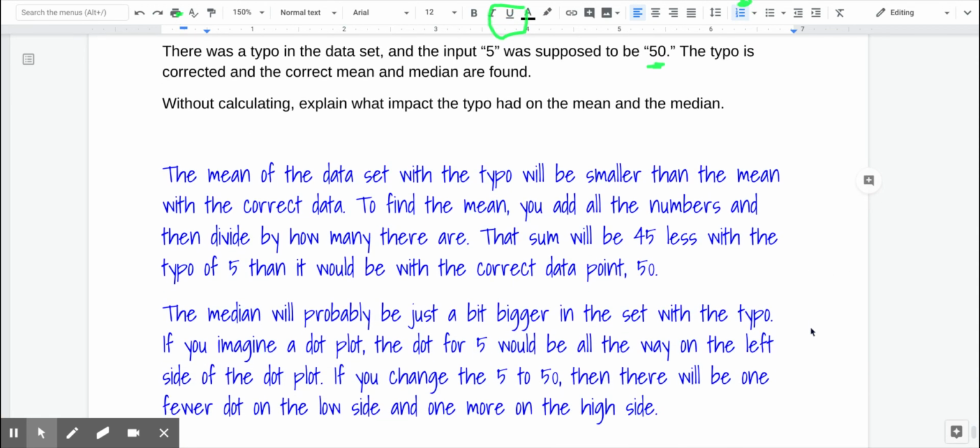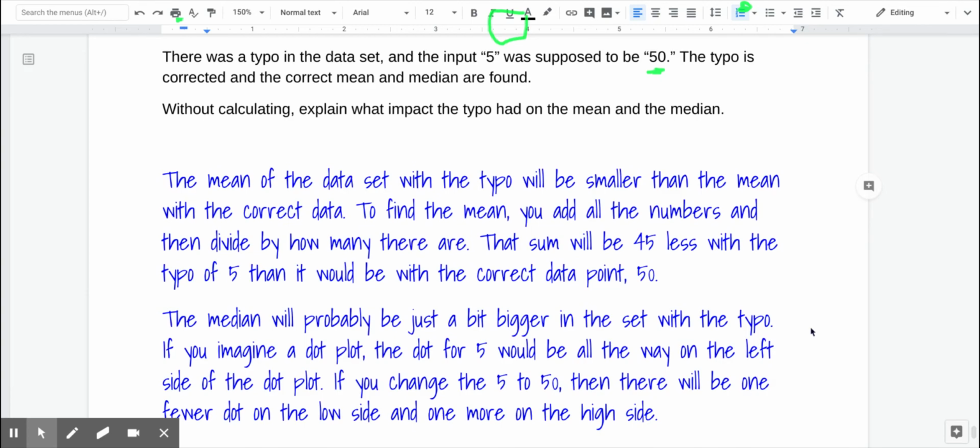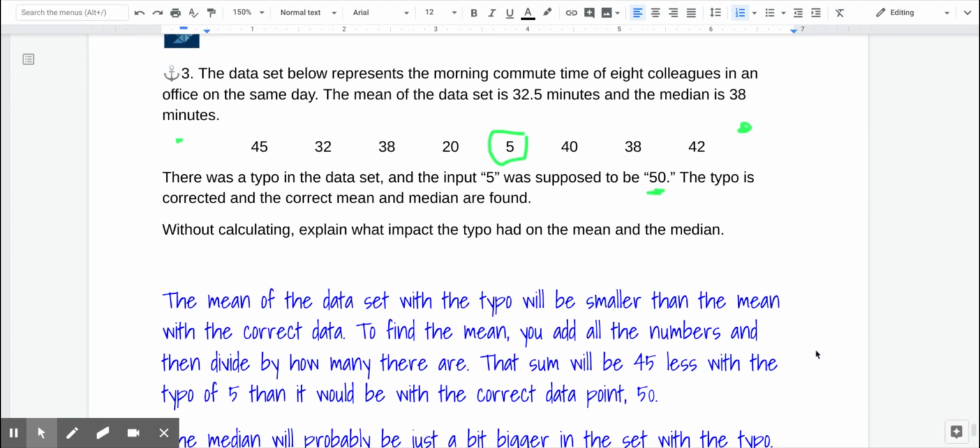The median's going to be just a little bit bigger, because on one hand, when I have the typo, I have an extra data point down on the left-hand side. But when I put in the correct number, I have an extra data point up on the right-hand side. So if I'm counting in on my two sides, my smallest one in the correct data set is going to be 20. And my largest one will be 50. So that's going to pull the median one number over to the right.